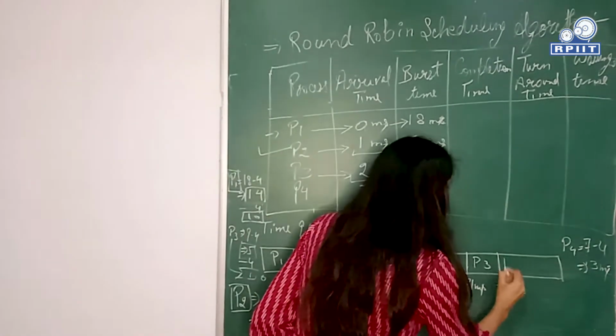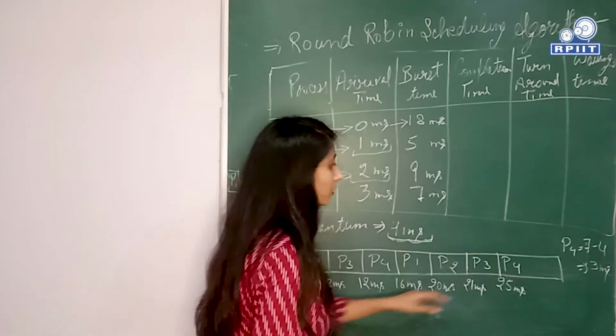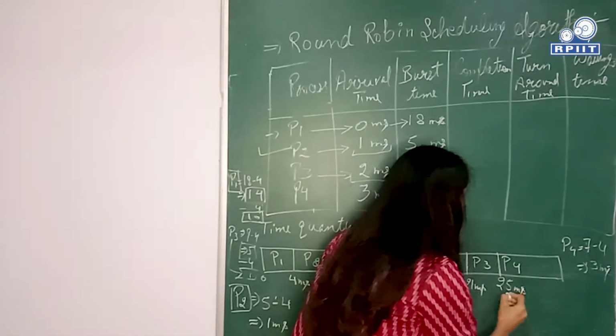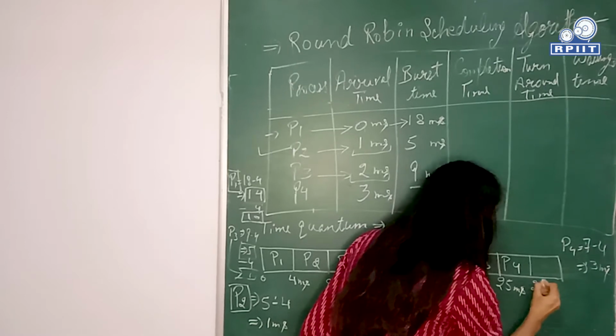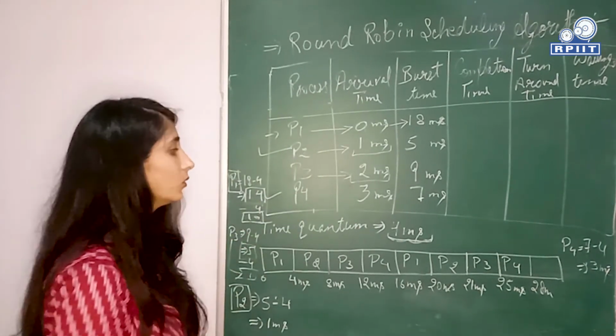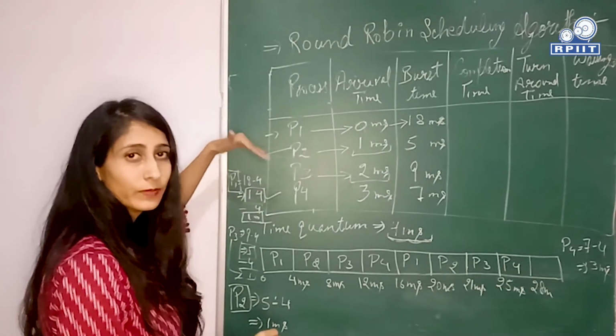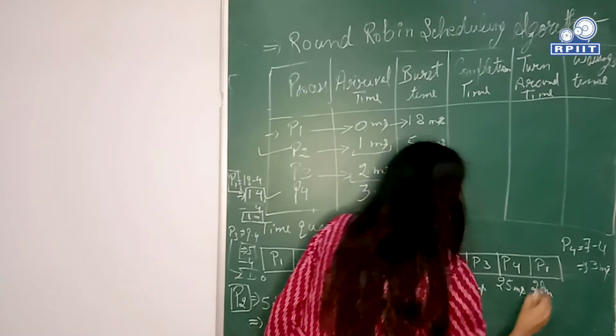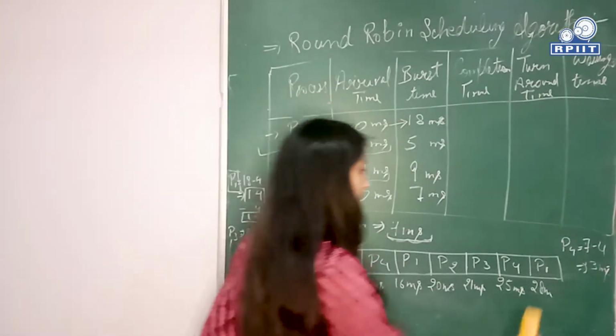Now we run P4. Here we have P4, 3 milliseconds. 25 plus 3 is 28 milliseconds. P4 is also completed. Now we need to start from the beginning again.